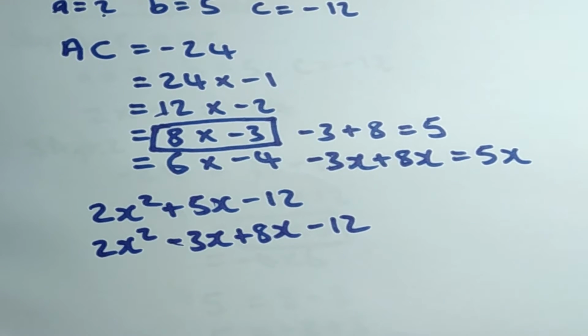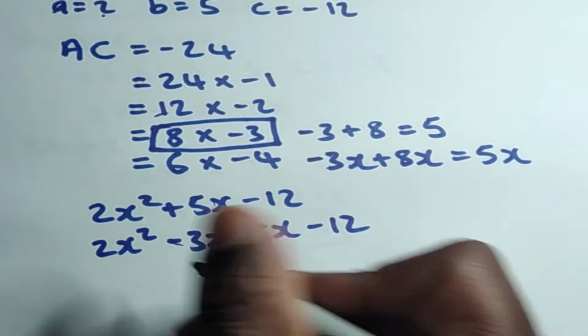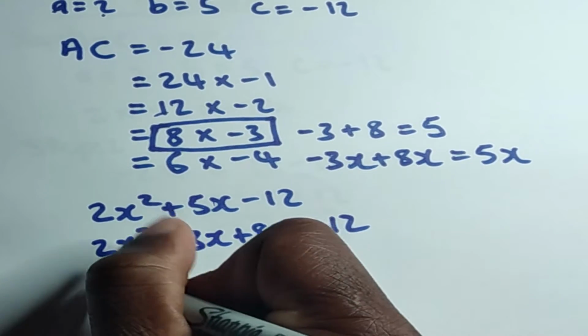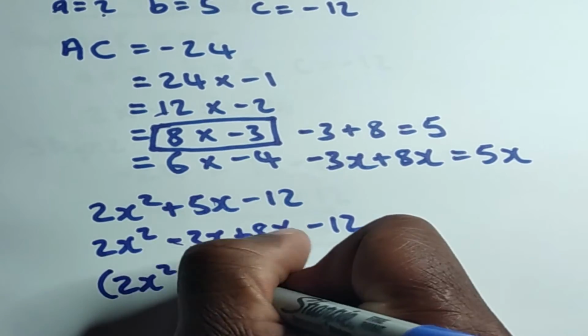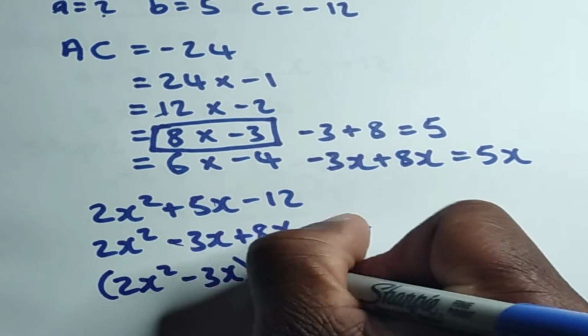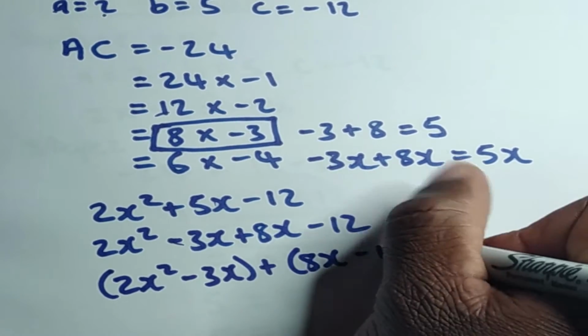All right. What we can do now is to group these things. We can group the first two terms, so we group 2x squared and minus 3x. Have the plus sign there. We can group 8x and the minus 12.